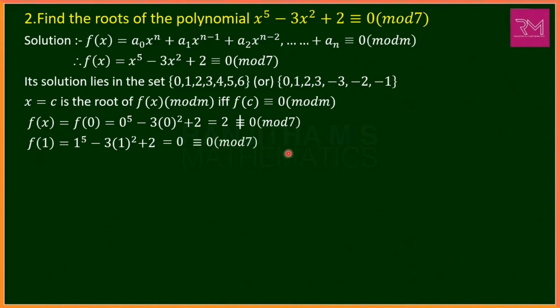This is because 7 divides 0 minus 0 is 0. So 7 divides 0 is nothing but 0 divided by 7. 0 divided by anything is 0. So it satisfies. Hence x is equal to 1 is a root for the given polynomial. Similarly substitute x value as 2.